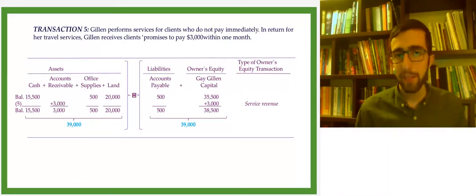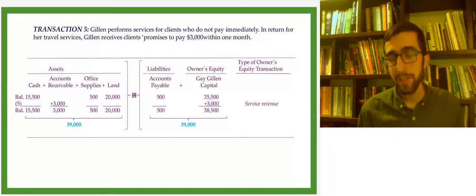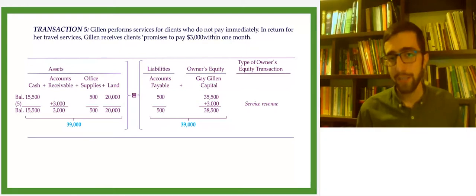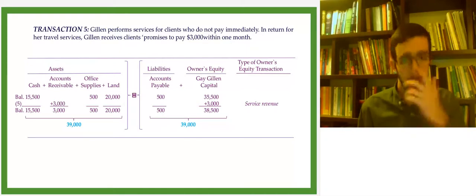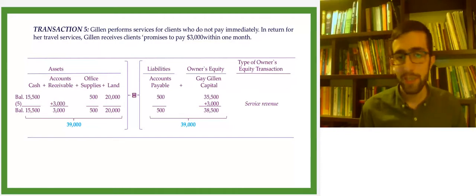In transaction 5, Gagelen performed service for clients, but the client didn't pay anything and promised to pay $3,000 within 1 month. Accounts receivable, which is a subset of assets, increased $3,000 on the left side because the business will receive $3,000 cash in the future. Also, service revenue, which I talked about in the last transaction, increased $3,000 because the business performed services for its client. So the balance of the left side and right side in the accounting equation becomes $39,000.